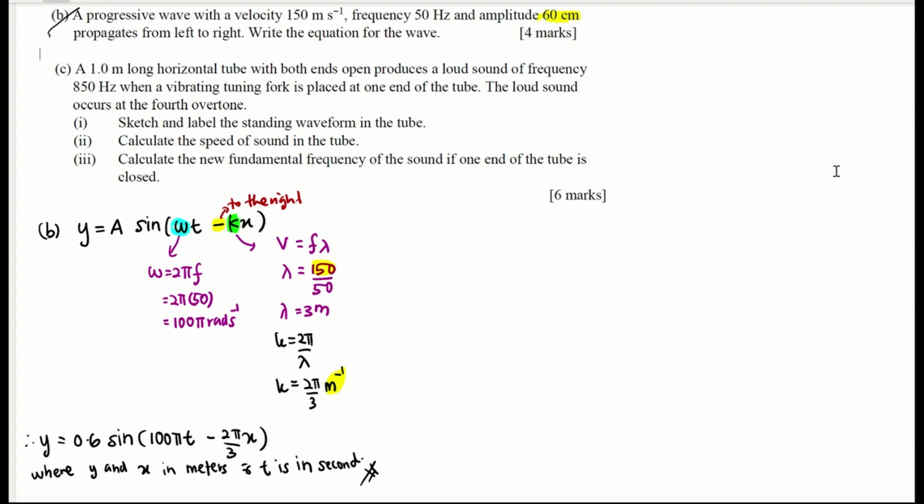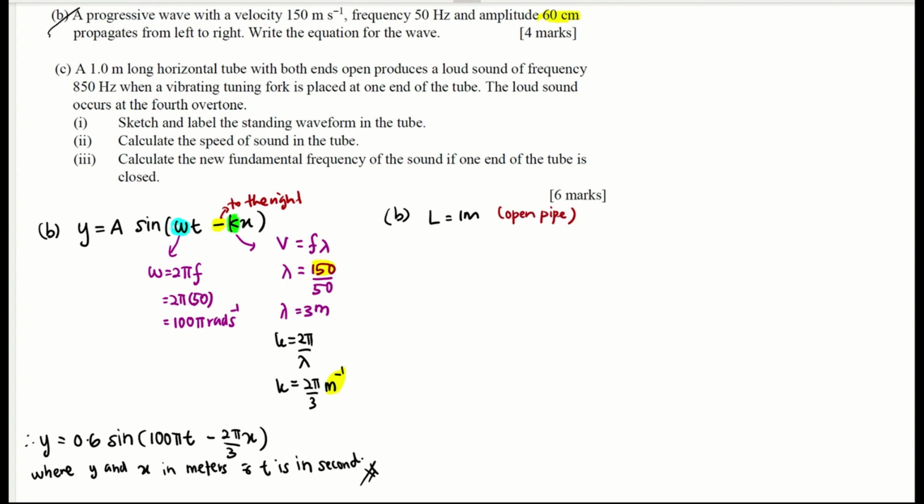Then question C. Okay, so this is about open pipe. So here we have 1 meter long. So L is equal to 1 meter. Okay, horizontal tube with both ends open produce a loud sound of frequency 850 Hz when a vibrating tuning fork is placed at one end of the tube. So the loud sound occurs at the fourth overtone. So means that f fourth overtone untuk this one is for open pipe.